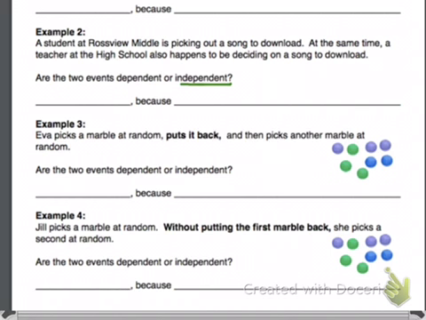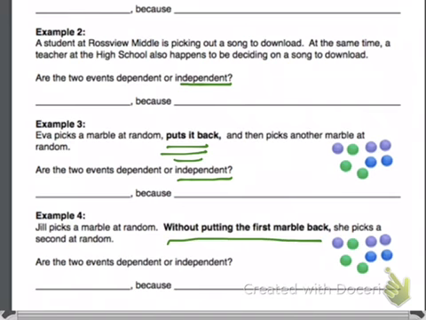Okay, what do you think? These are independent because he did put it back. And that's important because when he puts it back, there's the same number of all the marbles as when you picked the first one. So this is independent.